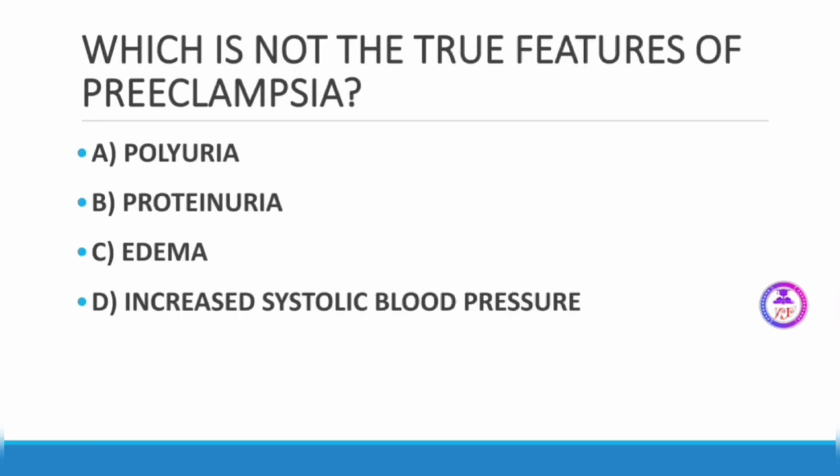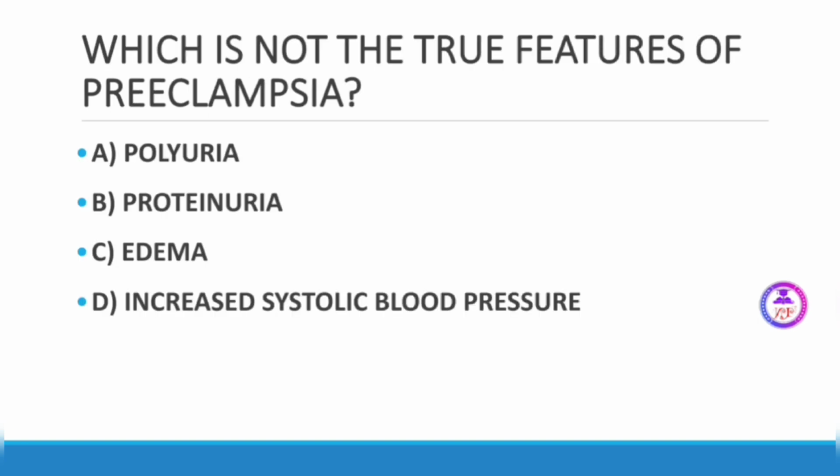Which is not the true feature of preeclampsia? Polyuria, proteinuria, edema, increased systolic blood pressure. See, polyuria is not the true feature of preeclampsia.